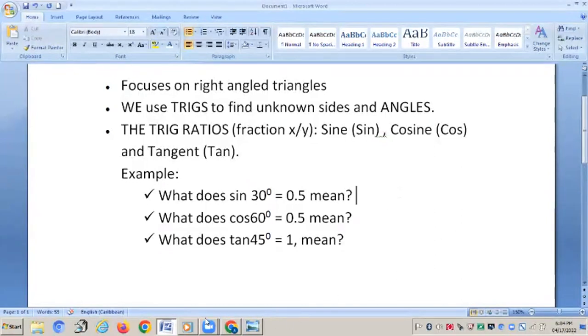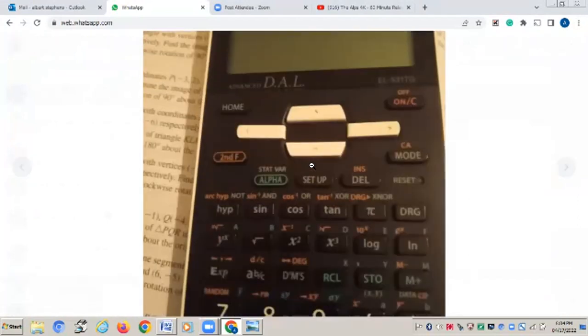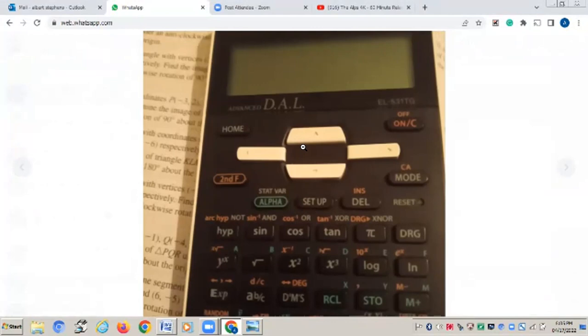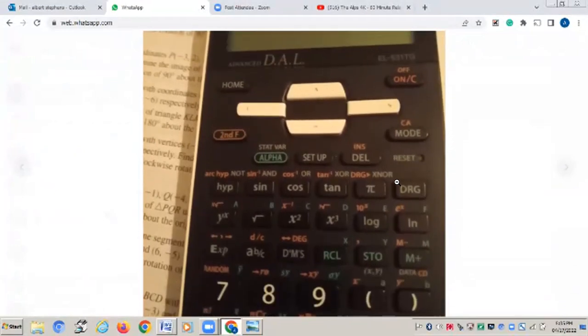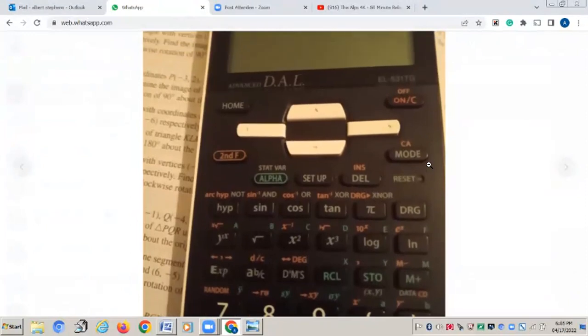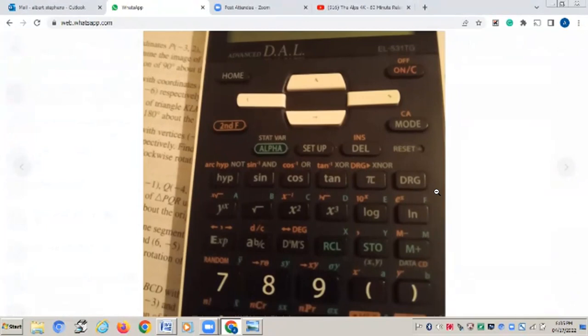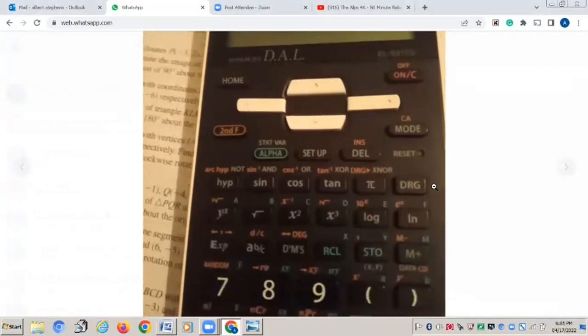Tell me something. Is your phone like this? Does it look like this? On my screen, yes, sir. All right. You see this button here, the button that says DRG? Yes, sir. Press it until you see D come on your screen. When you press that button, something changes on the screen. Yes, sir. All right. Is D on the screen?